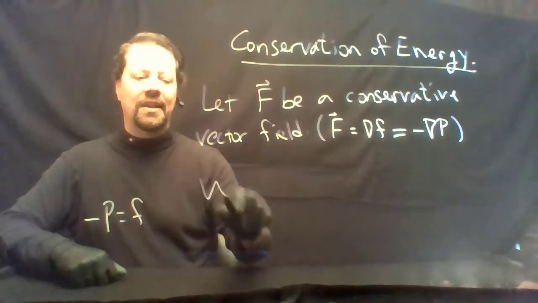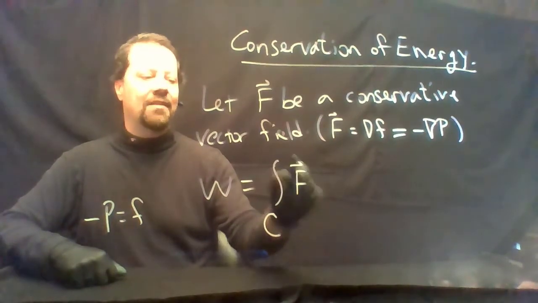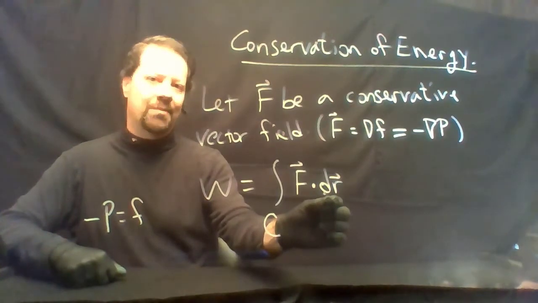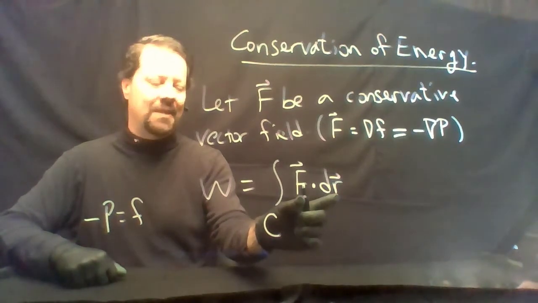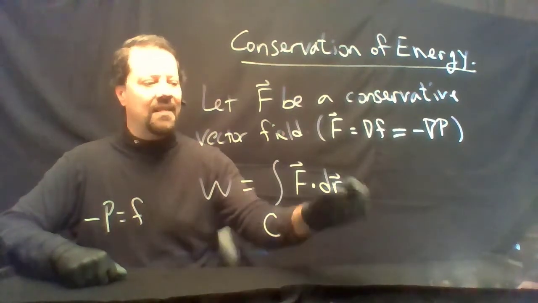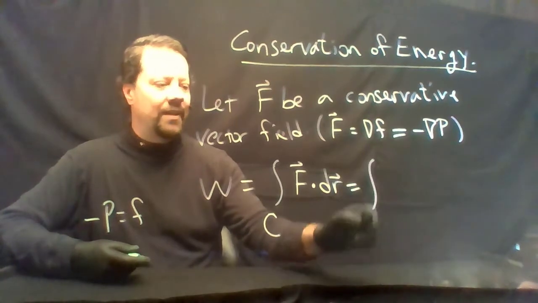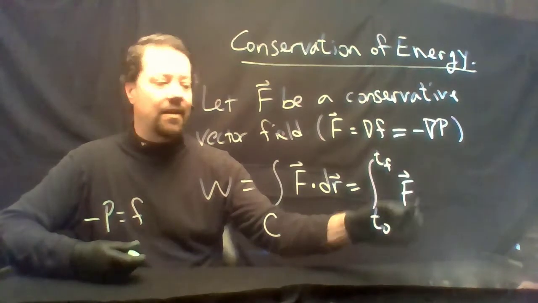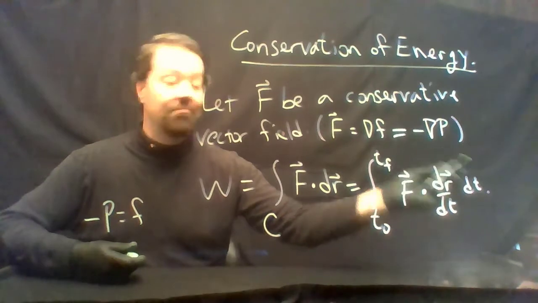Now, the work done by this force in moving a particle along some path C is going to be the integral of F dot dr. If dr is an infinitesimal displacement, then a little element of work would be force dot the infinitesimal displacement. If you add that up along the curve, you get the total work done. If we were to parameterize this curve and evaluate this path integral, we'd integrate from some t0 to t final of F evaluated on the curve times dr/dt times dt.